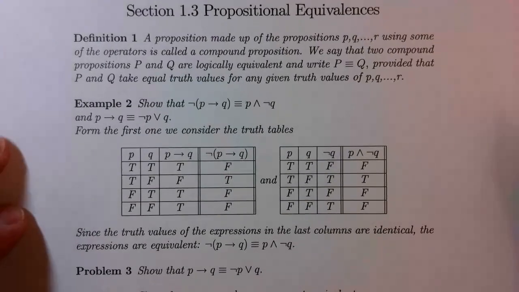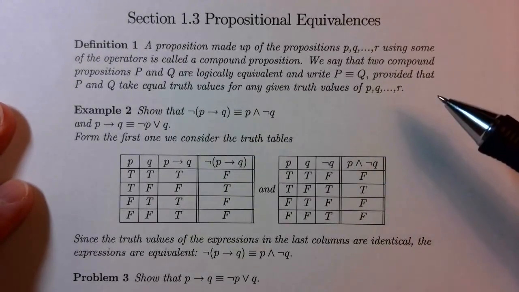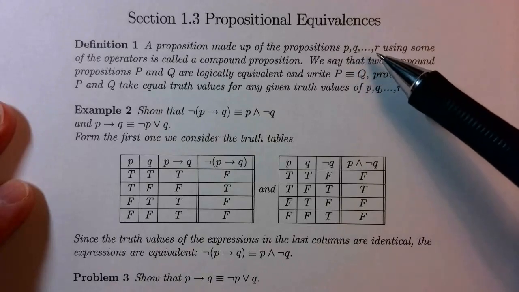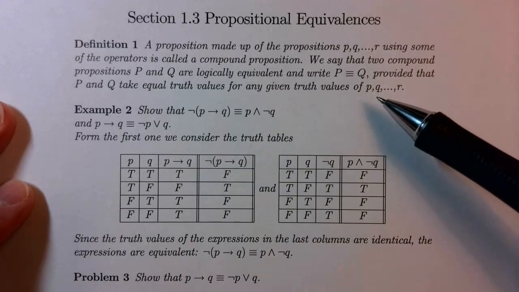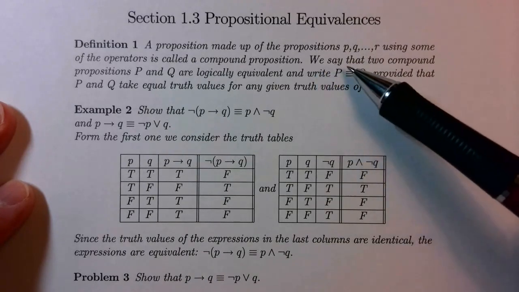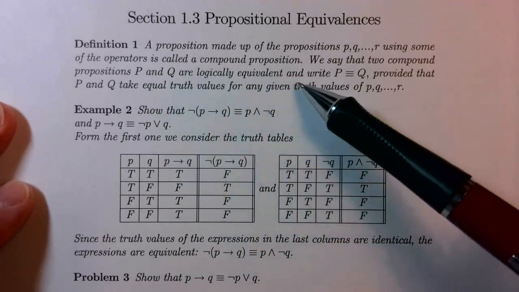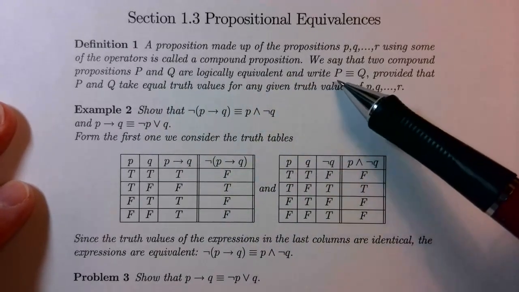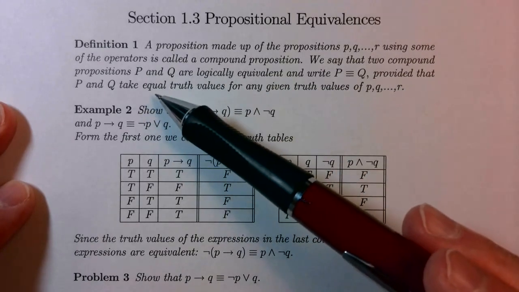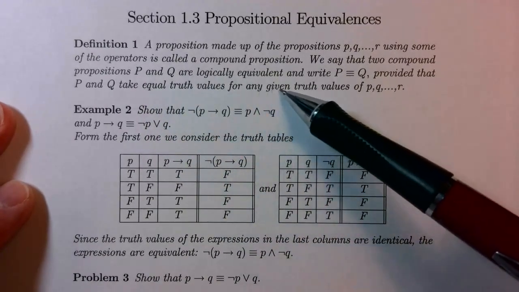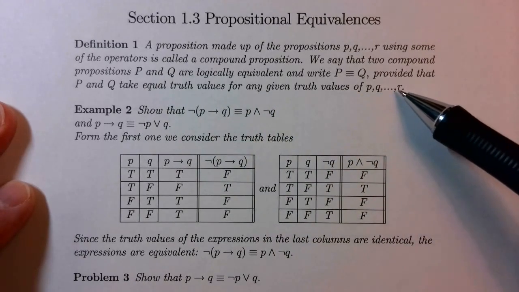Propositional equivalences definition. A proposition made up of the propositions P, Q, and so on R using some of the operators is called a compound proposition. We say that two compound propositions P and Q are logically equivalent and write P equivalent to Q, provided that P and Q take equal truth values for any given truth values of the variables P, Q, and so on R.